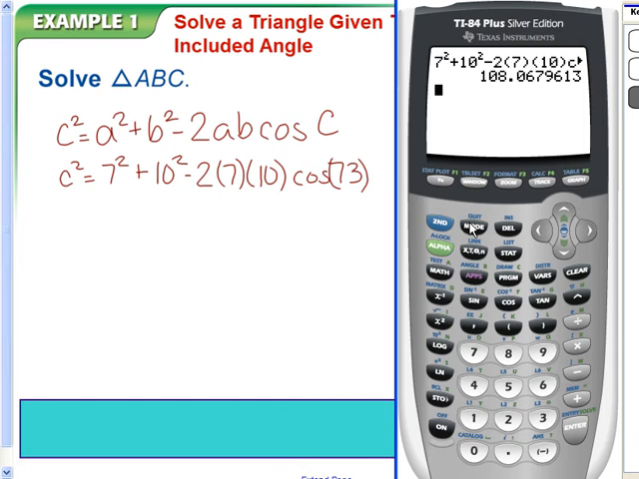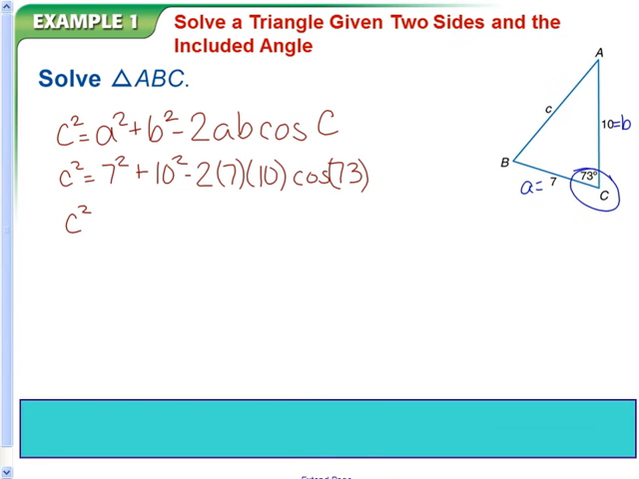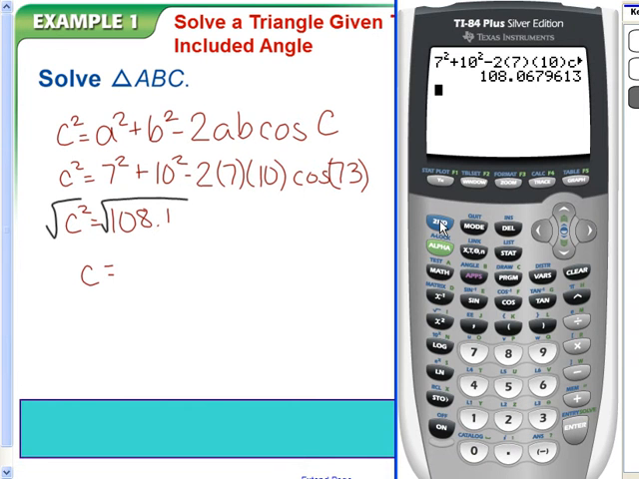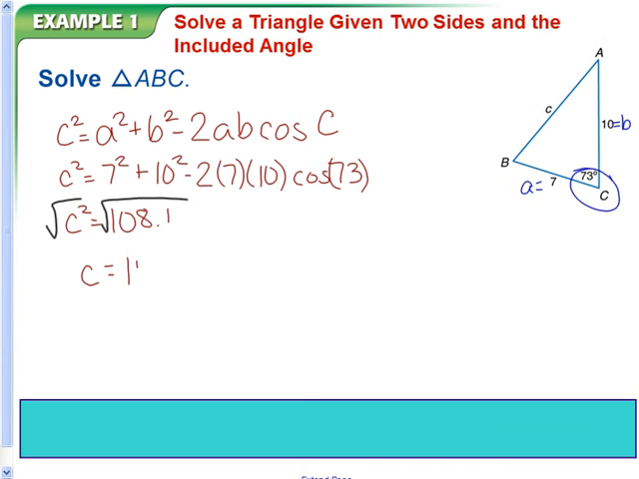So I can rewrite this as C squared equals 108.1 if I rounded that. Now let's take the square root of both sides to undo a square. So C equals square root. Now go second answer, which is the negative key down here. Square root of your answer. That way it takes the entire decimal, not your rounded approximation. And we get 10.4 is C.